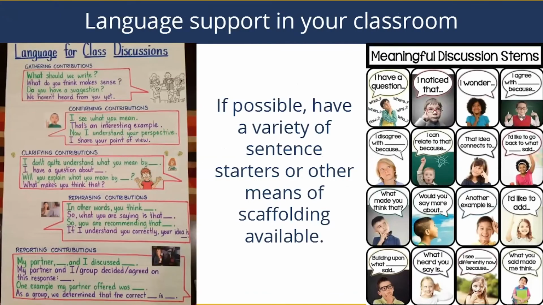Now, when you scaffold language, it can be very helpful to think about what is important language to use. So class discussion, here you can see discussion stems, as is mentioned on this poster. I would even talk with my students about what our important classroom English phrases are, and then create a poster about that, so they have the language somewhere in the classroom and they can look at that whenever they have questions.